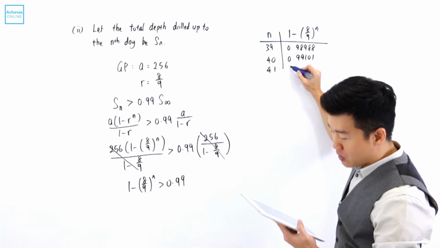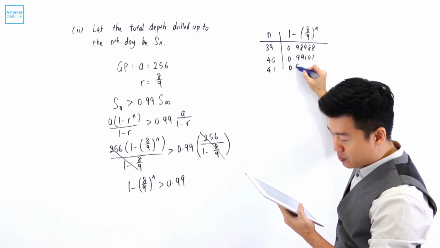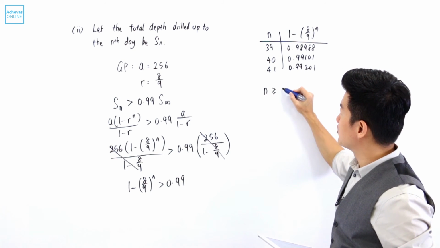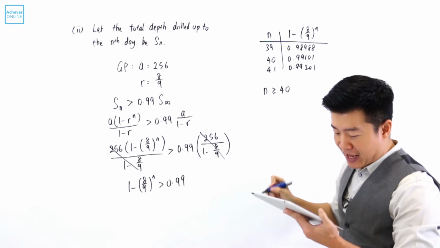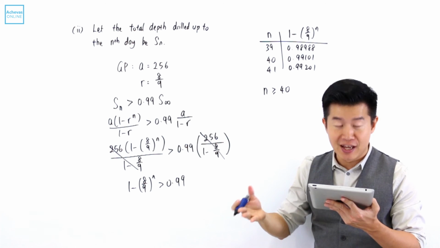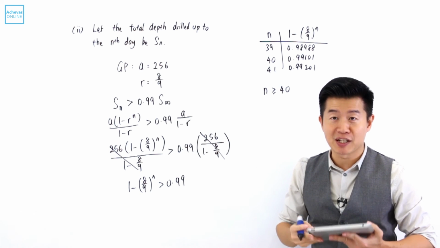And when it is 41, the trend continues. This is 0.99201. That's why we can see that n is bigger or equal to 40. And that is also why it is going to take up to 40 days to exceed 99% of the theoretical maximum total depth.